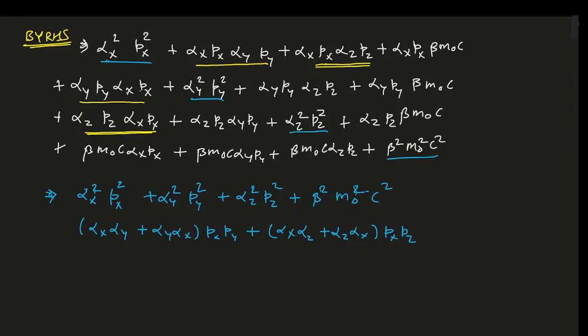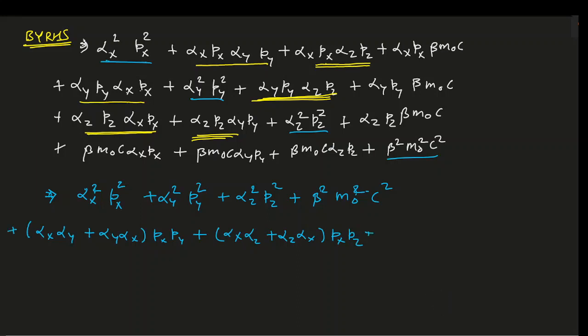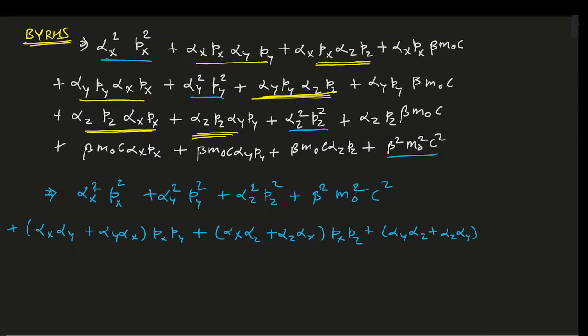So the third term you will be having is, you have this term, this term has p y p z. Does any other term have p y p z? Yes, this term has p y p z. Let's do that too. If you do that, you will be having plus alpha y alpha z plus alpha z alpha y, times p y p z. Fine, so these are the terms. Now what's remaining? Let us see.